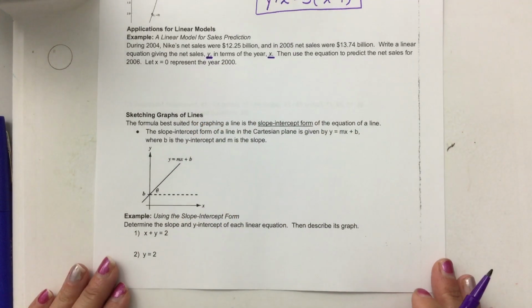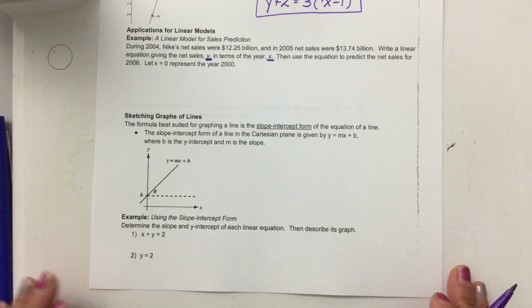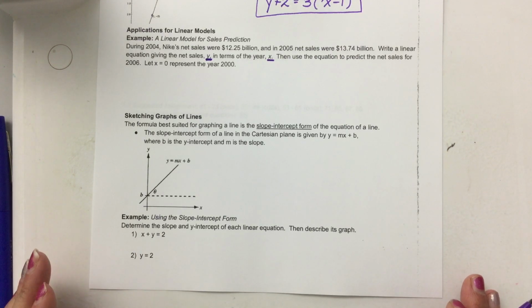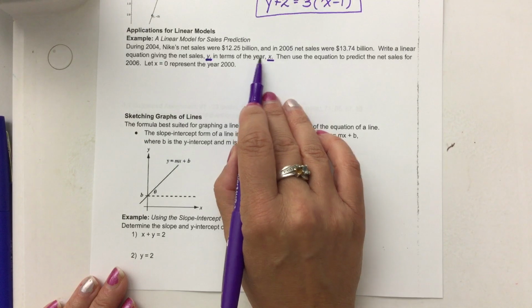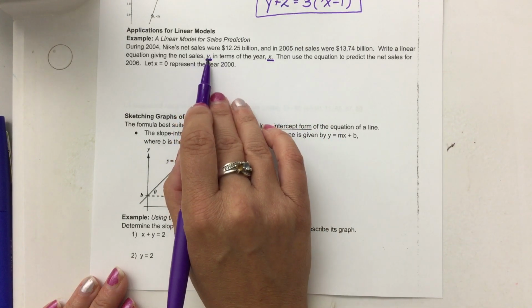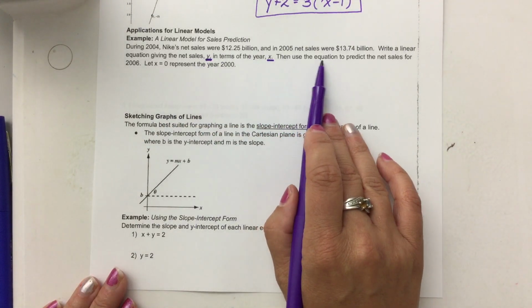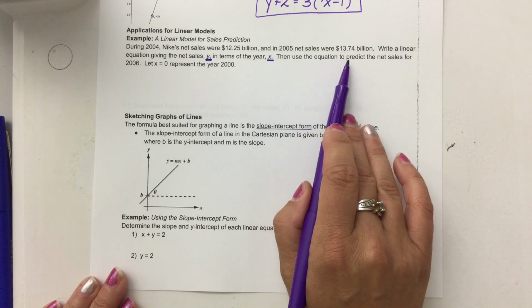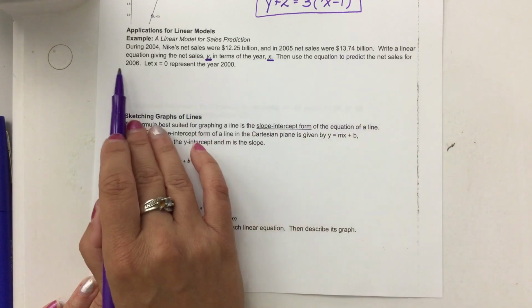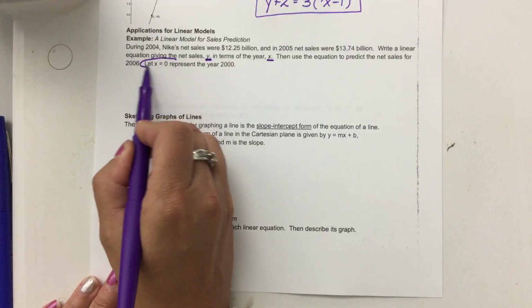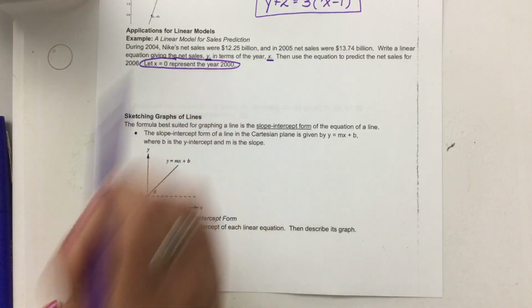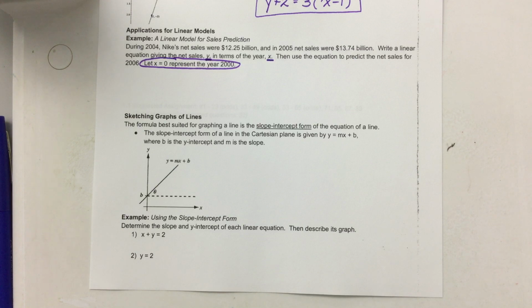So what that is doing is it's helping us to take the information that was provided and write them as ordered pairs. They want the year to be x and the sales to be y. Then use the equation, so we're going to create an equation to predict the net sales for 2006. Let x equals 0 represent the year 2000. So that tells us that if you put in a 0, it's 2000. So if x equals 1, that's 2001. If x equals 2, that would be 2002.